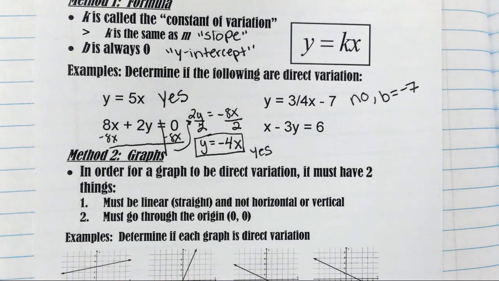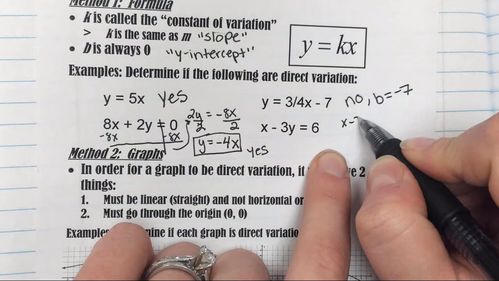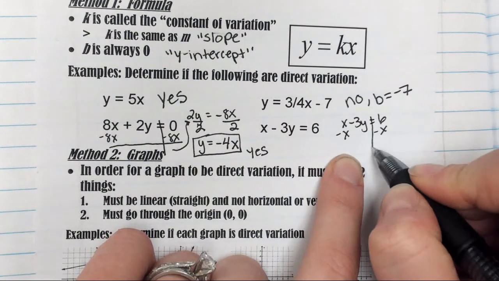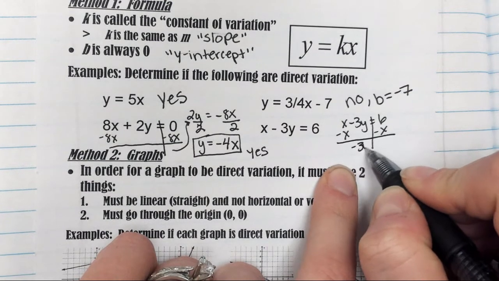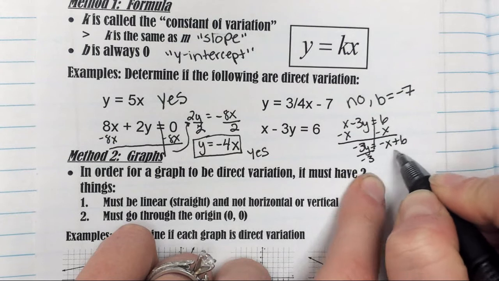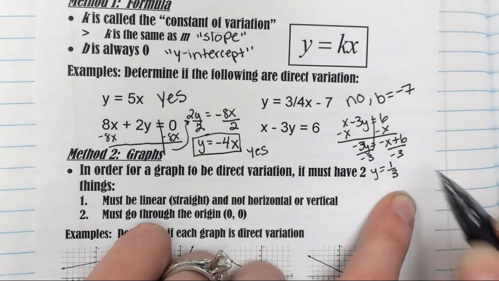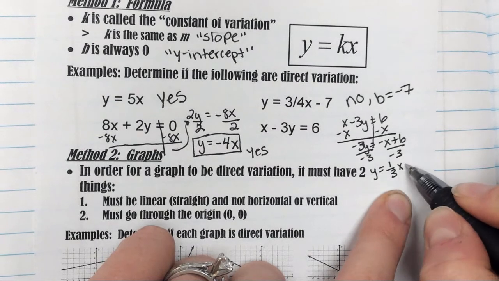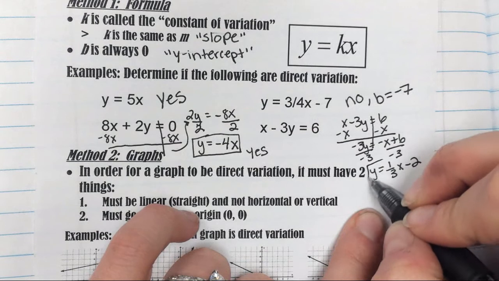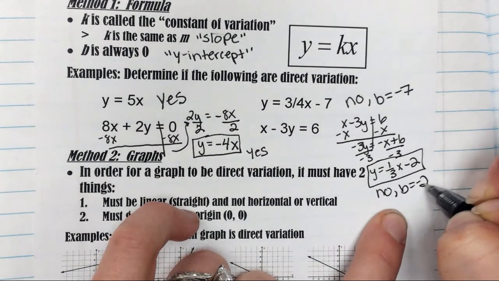The last example, I'm going to rearrange this in the same way. So if I have x minus 3y equals 6, I can subtract x from both sides. I have -3y is equal to -x plus 6. Divide by -3, divide by -3. So y is 1/3 x minus 2. And this is going to be not direct variation because b is equal to -2.